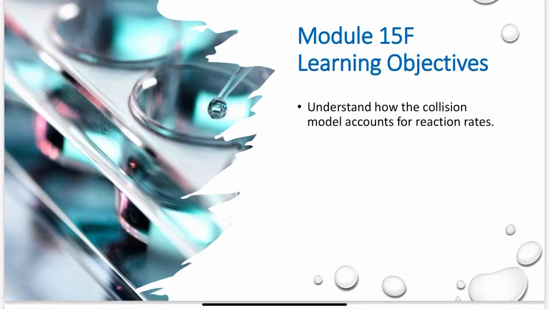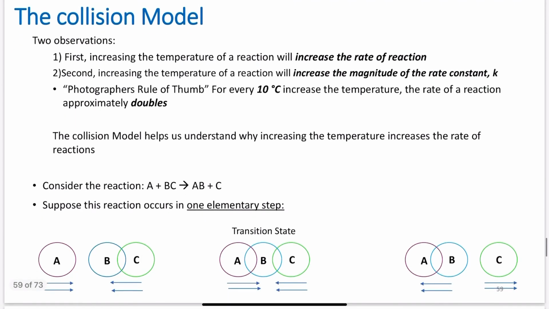Let's go ahead and talk about the collision model and how the collision model accounts for reaction rates. What is the collision model? Well, we have two observations. First, as we increase the temperature of a reaction, this increases the rate of reaction. Second, as we increase the temperature of a reaction, it increases the magnitude of the rate constant k. The larger the k value, the faster the reaction goes.